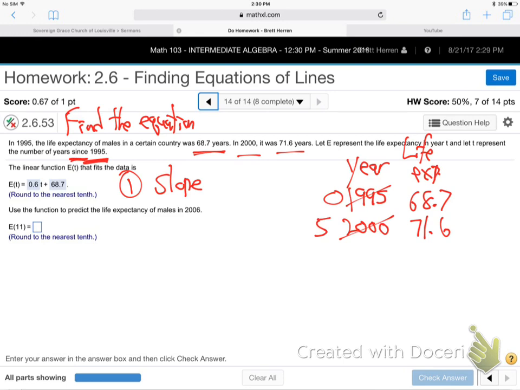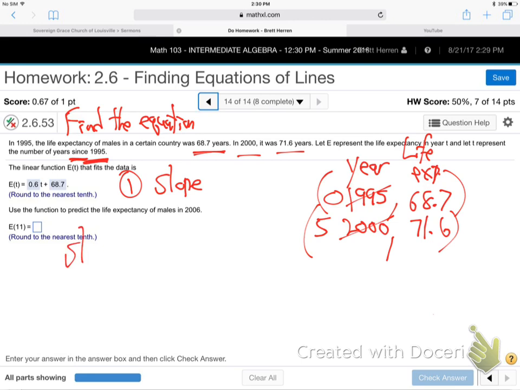They do that all the time. Take biology, chemistry, all those science classes. These little formulas, they always have a starting time. Does that make sense? 1995 is the starting time. Everything is how long you're past 95. And that gives us our slope. Okay. Exactly. So all they're really giving me is 0, 68.7 and 5, 71.6. We just did a bunch of those where they gave us the 2 points. Remember? That's all it is.